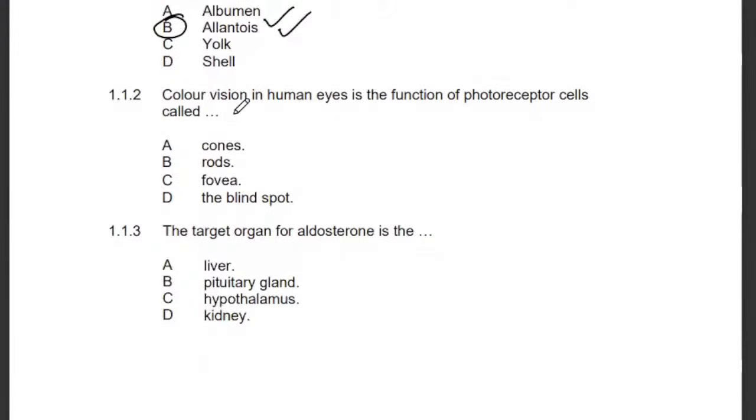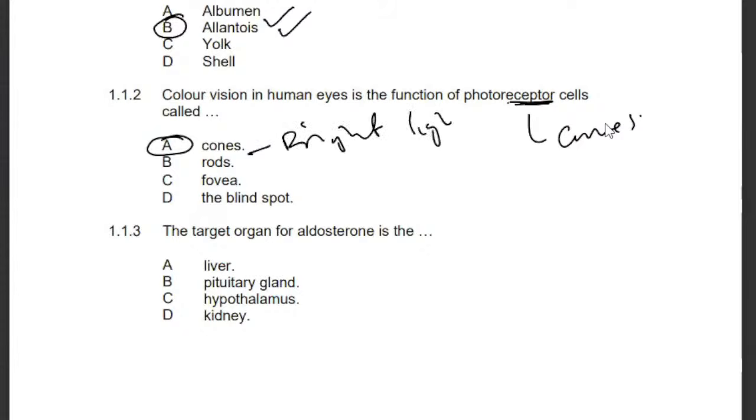They're saying that color vision in the human eye is a function of photoreceptors. When you talk about photoreceptors, we are looking at the cones. So here, this is the answer. Why? Because cones are used in bright light, actually during the day.